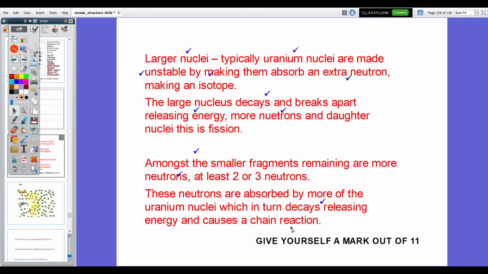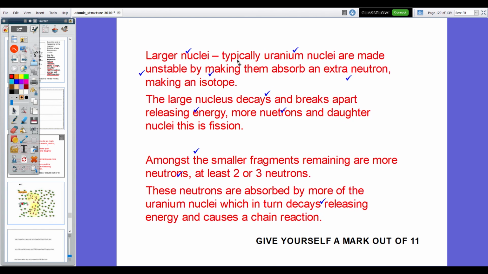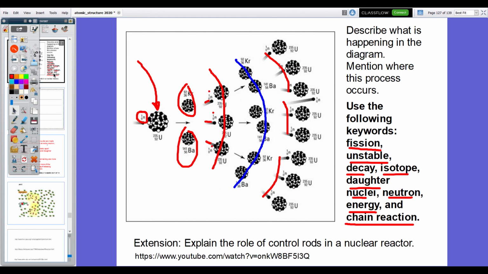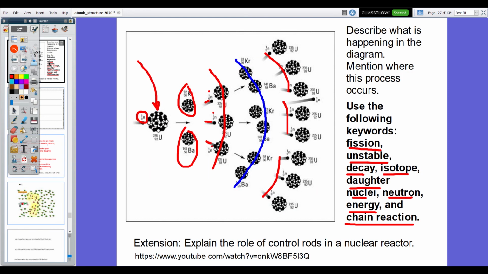Now, clearly, I'm not exactly answering a particular question here. This is just a description of the process here. Hopefully you can read that and have a good understanding. If you can get close to 11, if you've made all those keywords appropriately, then you've definitely got a good enough understanding to be able to be successful at GCSE.